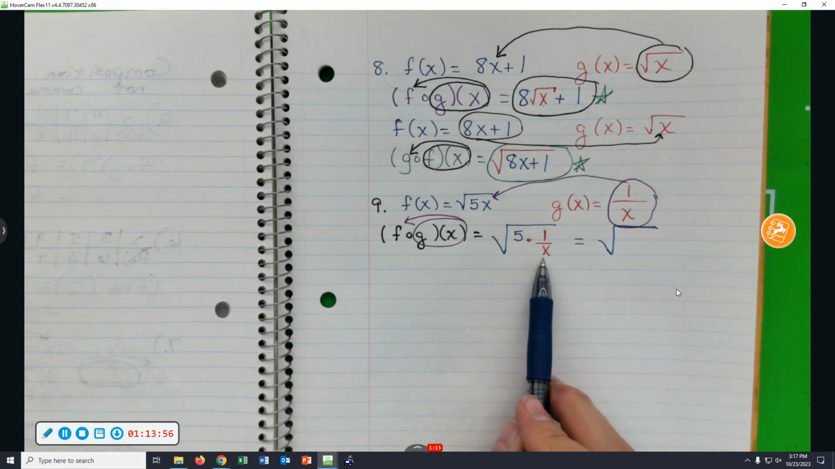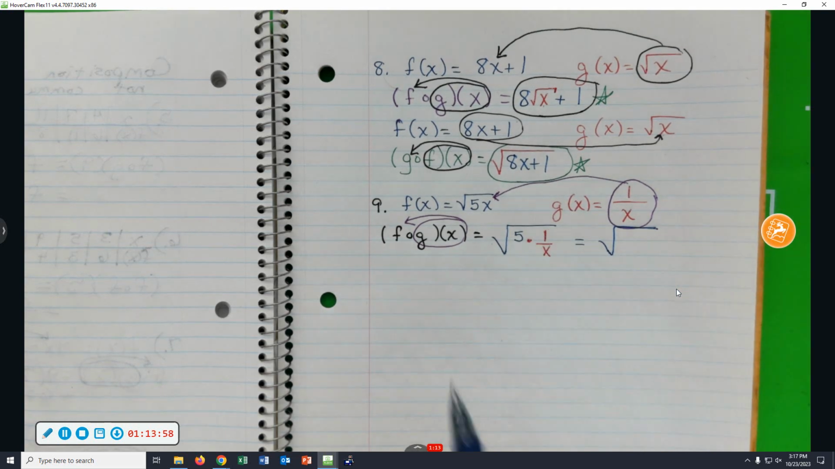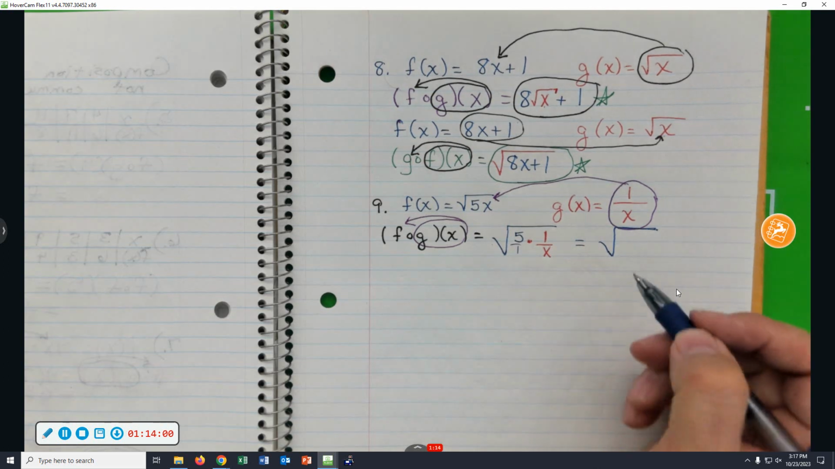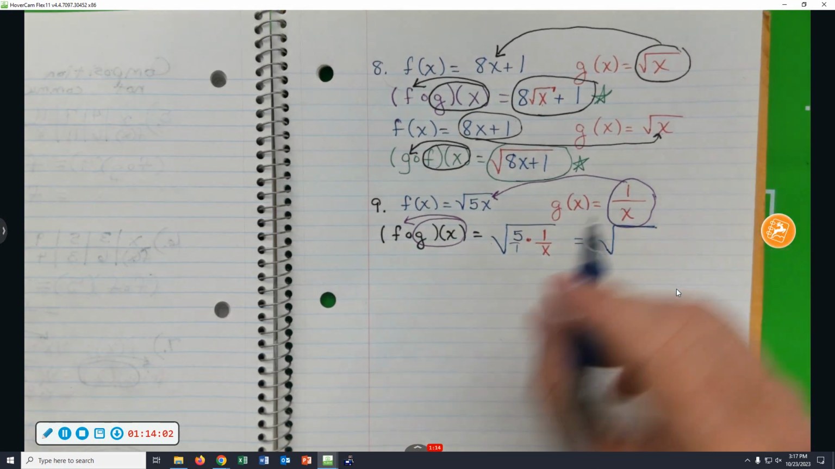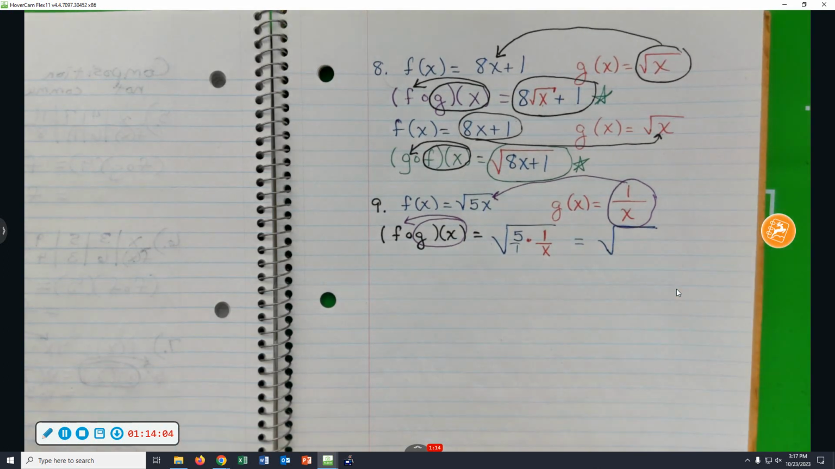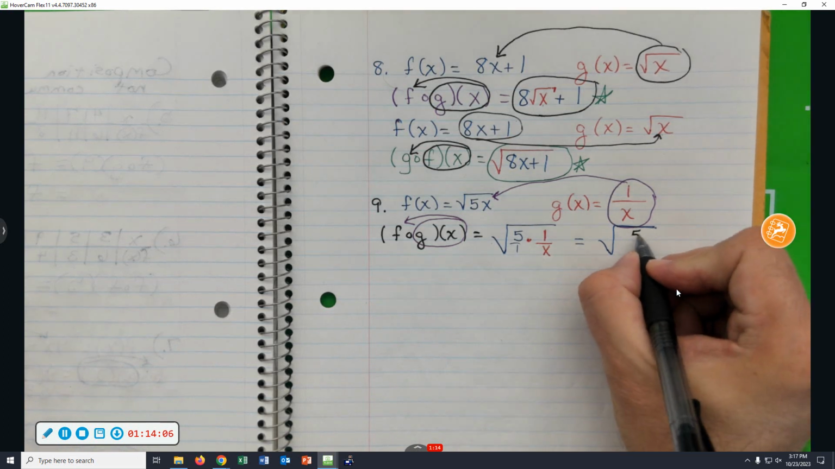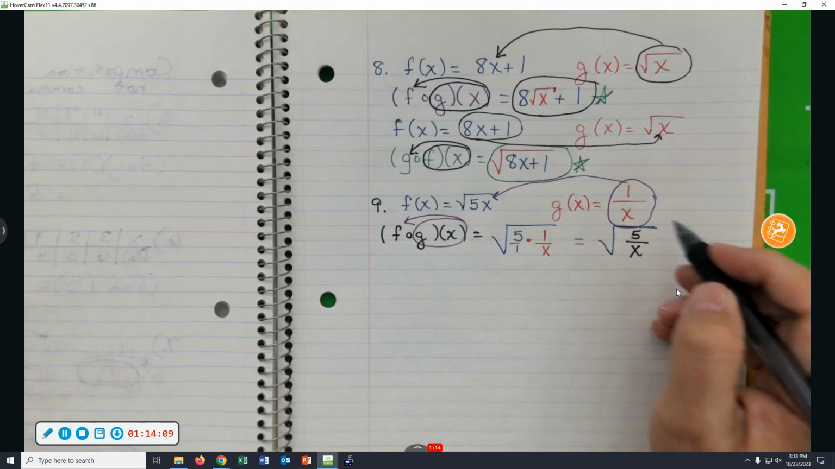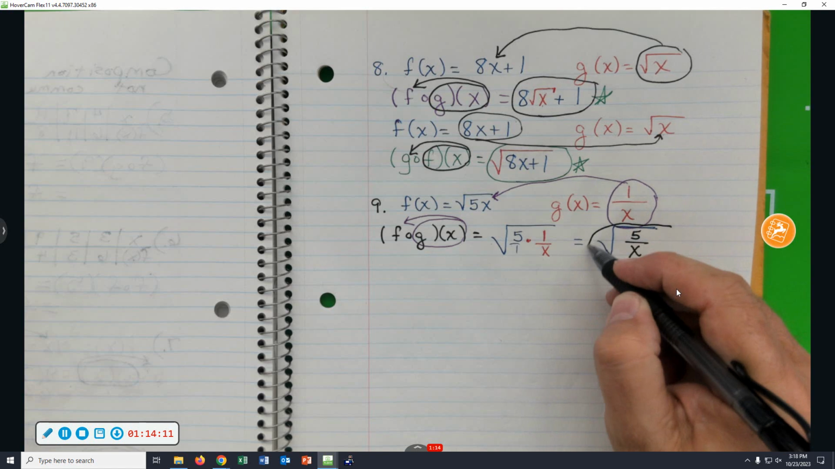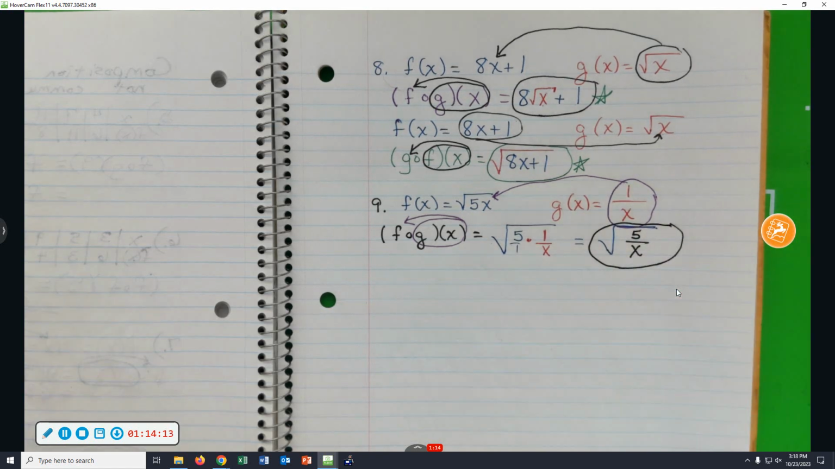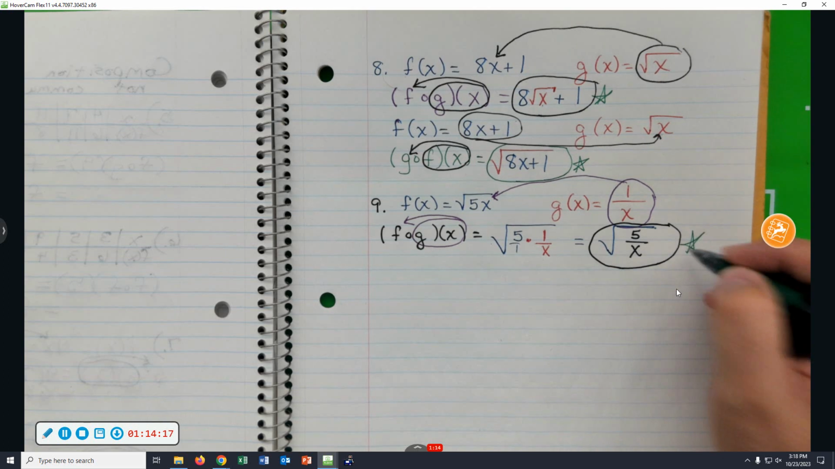5 times 1 over x, just multiply. Think of that as 5 over 1 times 1 over x. Is that just going to be a 5 over x? Yeah. And we're putting green stars by the answer because there's so much circled stuff there, okay?